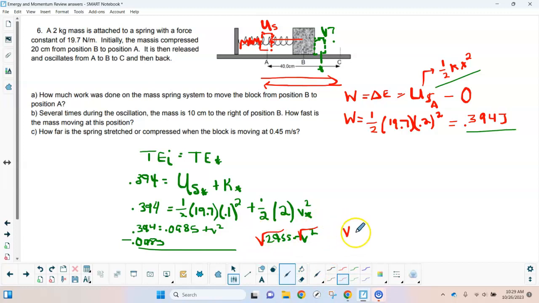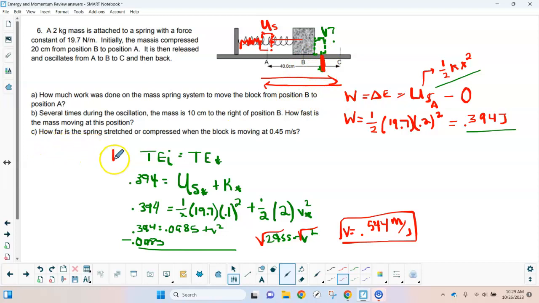And this velocity at this point is 0.544 meters per second. So it's definitely moving there, and 0.544 meters per second is our answer for that position when it gets to 10 centimeters.